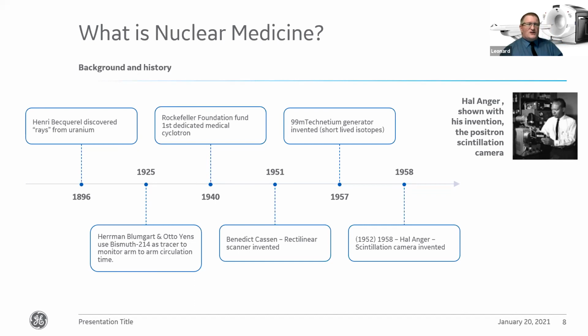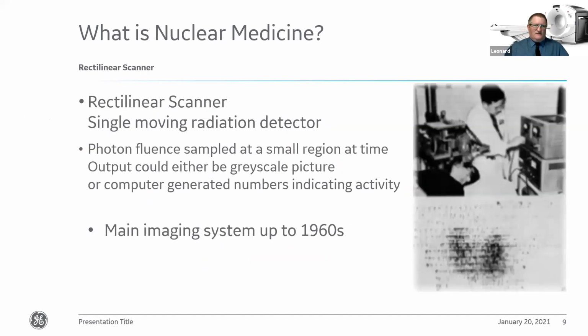So if we look at where systems were back in 1951 with the rectilinear scanner, the big main influence was that we're looking at the photon fluence sampled within a small area, because the detector size itself was obviously very, very small. This meant that imaging time for these patients was literally up to hours to acquire an image.